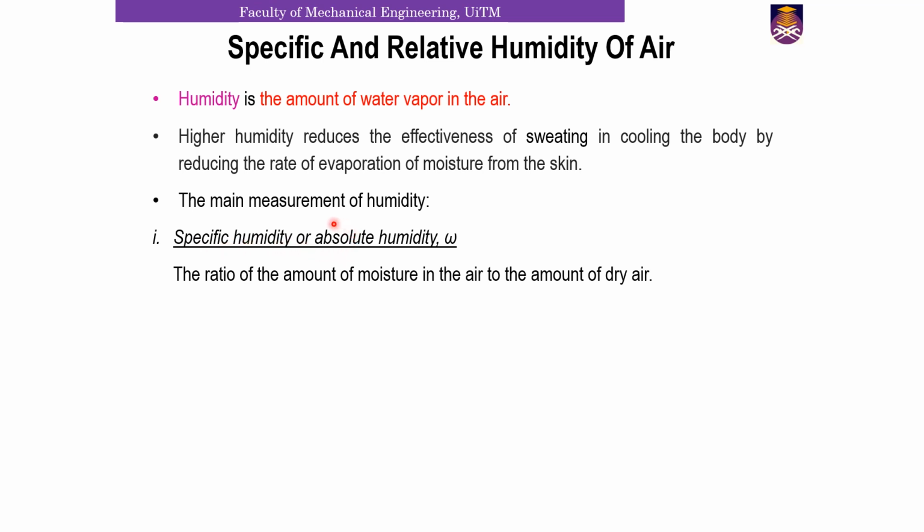The symbol is given here. The symbol is called omega. So this is defined as the ratio of the amount of moisture in the air to the amount of dry air. So this is given in the formula here. All right. So omega is the amount of moisture in the air to the amount of dry air.